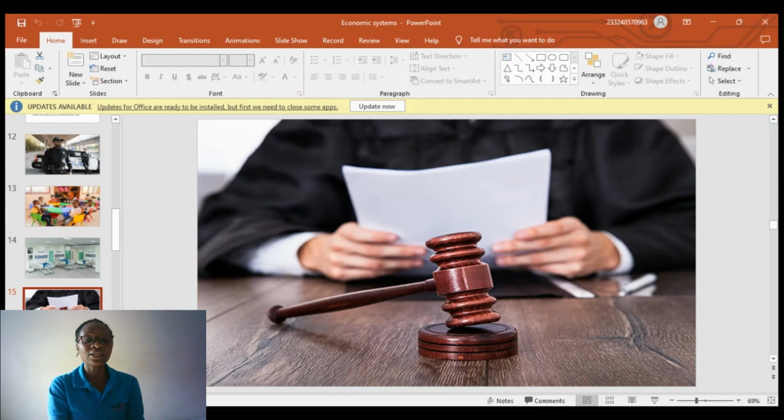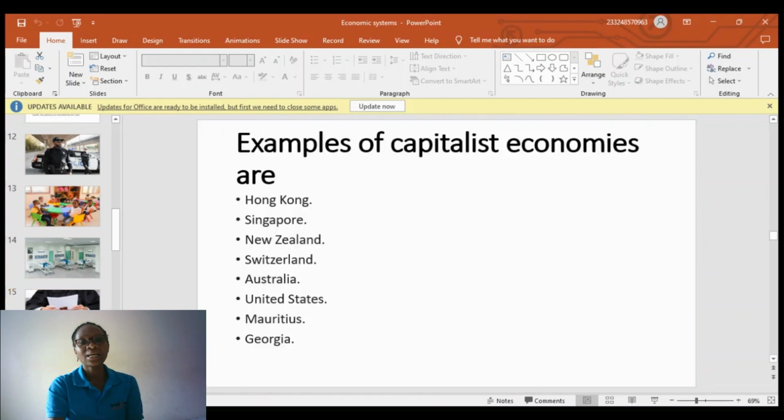So in this case, you see that even though it's a capitalist economic system, the government is actively involved in these services. Some examples of countries that practice the capitalist economic system are Hong Kong, Singapore, New Zealand, Switzerland, Australia, the United States, etc. So you have so many countries practicing this capitalist economic system. And as I said, it is not only private individuals that own everything.